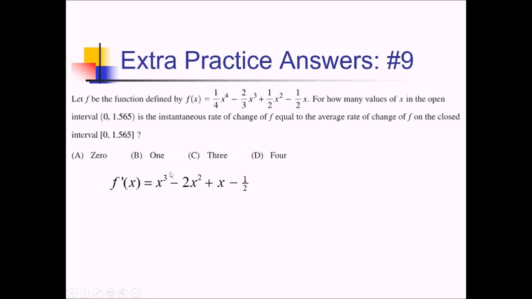So there's our f prime. And now to find the average rate of change, one option I have is just finding the average value of this. So that's going to be 1 over the interval length, so 1 over 1.565 minus 0, times the integral from 0 to 1.565 of f prime of x dx. And let me see what that comes out to.